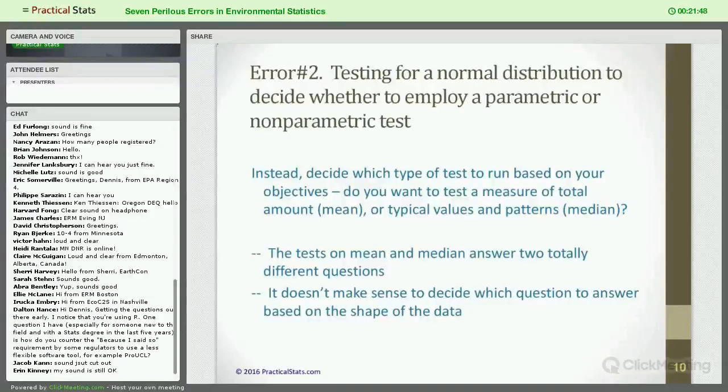So tests on means and tests on medians answer two totally different questions. And it doesn't make sense to decide what question you're going to answer based on the shape of the data that you observe. Use a test that answers the question that you're interested in.